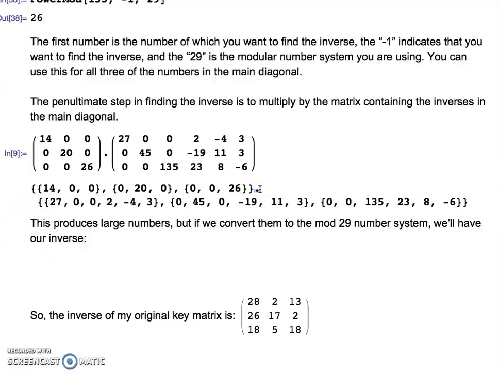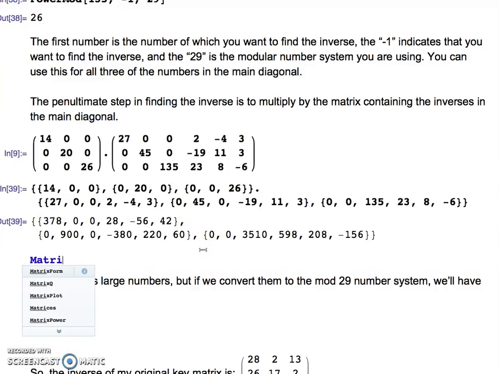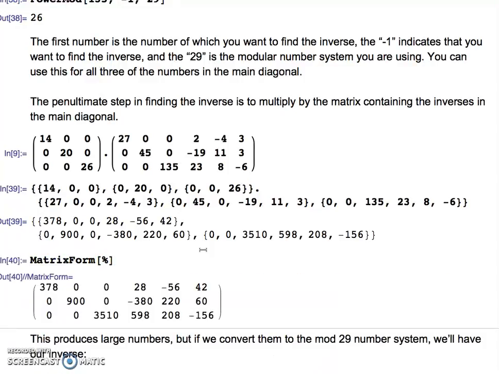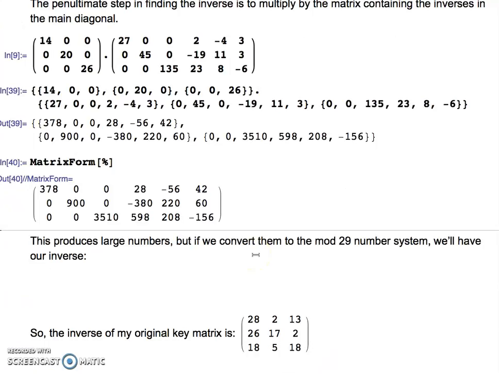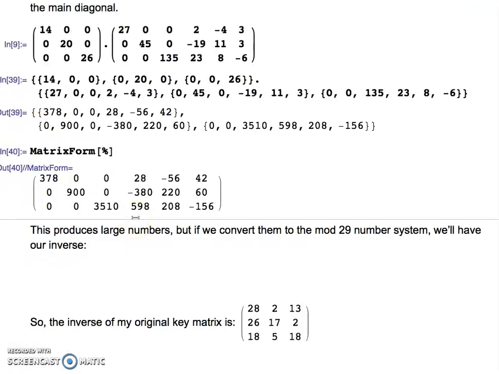If I execute this, I get this matrix, this list of lists, and if I look at that as a matrix, it looks like that, which is hideous because the numbers are huge. And didn't I just say if I multiply by this matrix, I'm going to get 1, 1, 1 down the diagonal? It doesn't look like 1, 1, 1 at all. But what we have to realize is we haven't taken the results of these products in the mod 29 number system, and so we have to mod all these numbers by 29.